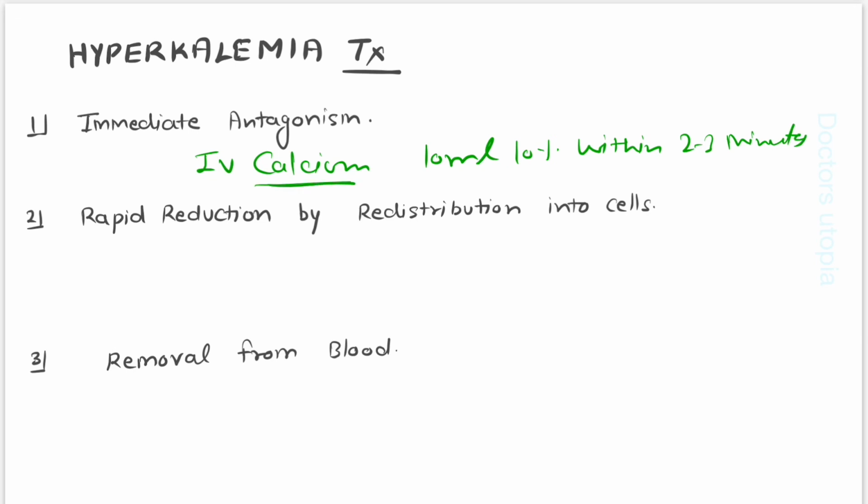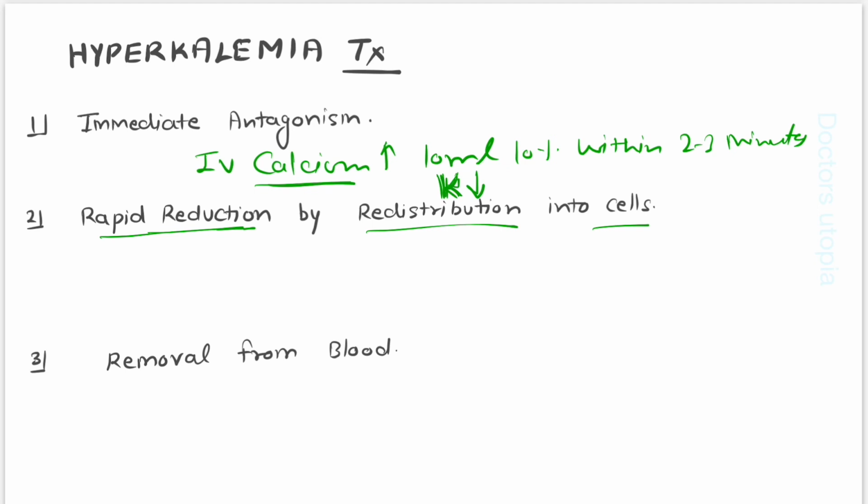So calcium increases in the blood and it will decrease the potassium because they are antagonists to each other. Next is rapid reduction by the redistribution into the cells. How will we do that?